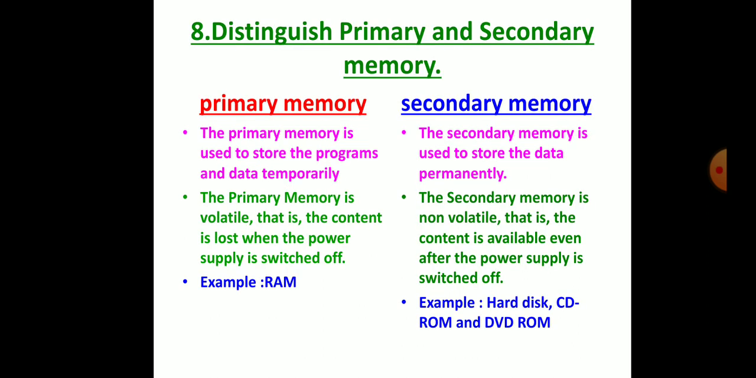Distinguish primary and secondary memory. The primary memory is used to store the programs and data temporarily, whereas secondary memory is used to store data permanently. The primary memory is volatile, that is, the content is lost when the power supply is switched off, whereas the secondary memory is non-volatile, that is, the content is available even after the power supply is switched off. Example for primary memory is RAM. Example for secondary memory is hard disk, CD-ROM and DVD-ROM.